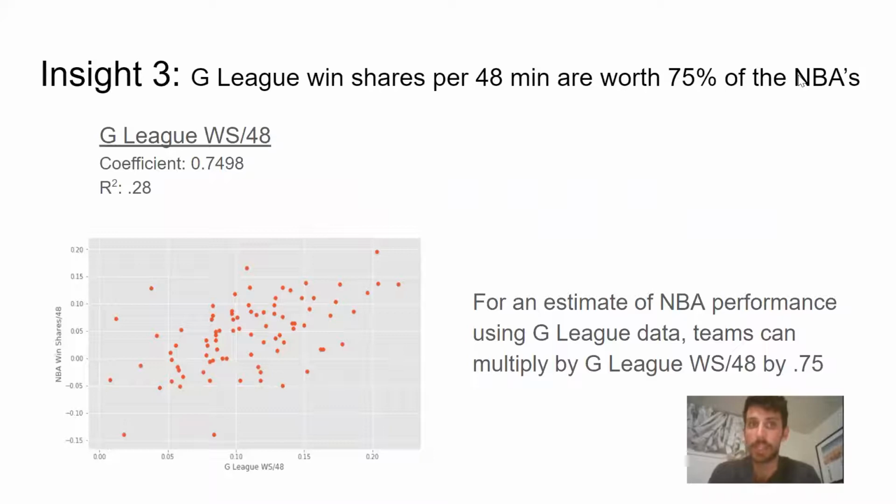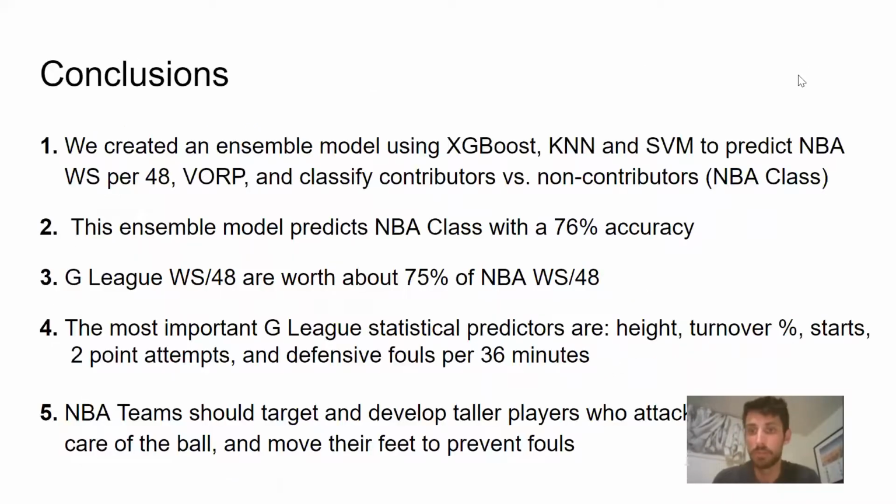Our last key insight is that G League win shares per 48 minutes are worth about 78% of the NBA's. This is just a quick rule of thumb that teams can use to help understand how difficult the G League is compared to the NBA, about 75% in terms of win shares.